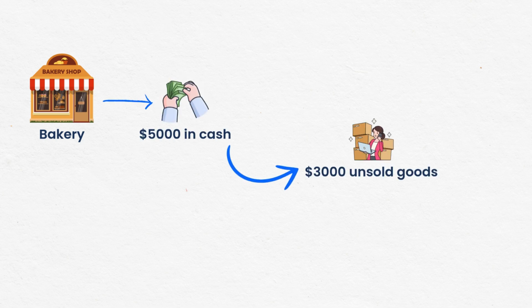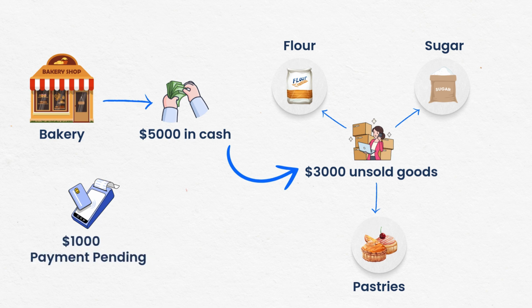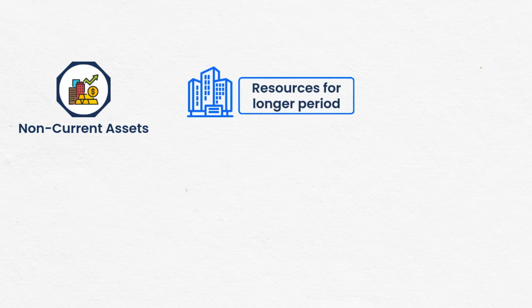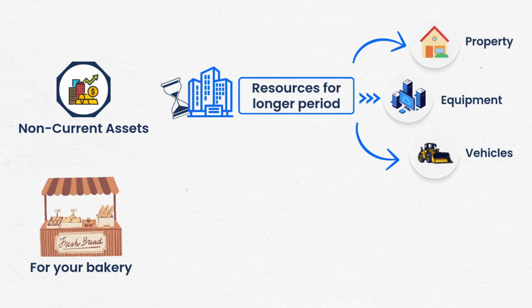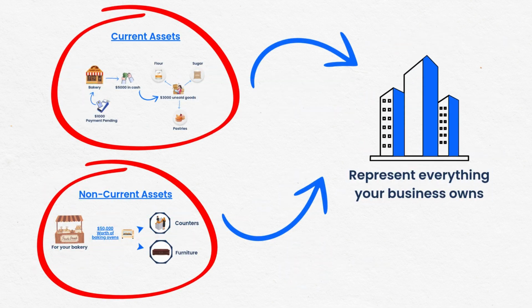Imagine you own a bakery. Your current assets might include $5,000 in cash, $3,000 worth of unsold goods like flour, sugar, and pastries, and $1,000 in payments pending from a cafe that bought from you last week. Then we have non-current assets. These are the resources your business uses over a longer period, like property, equipment, or vehicles. For your bakery, non-current assets might include $50,000 worth of baking ovens, display counters, and furniture. Combined, these assets represent everything your business owns.